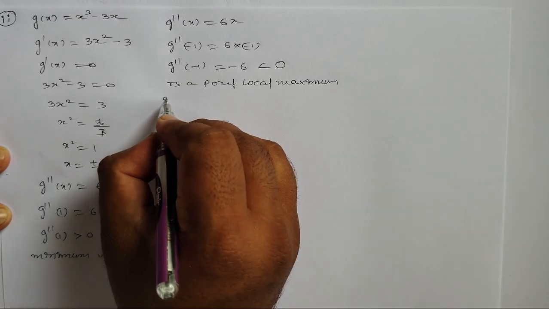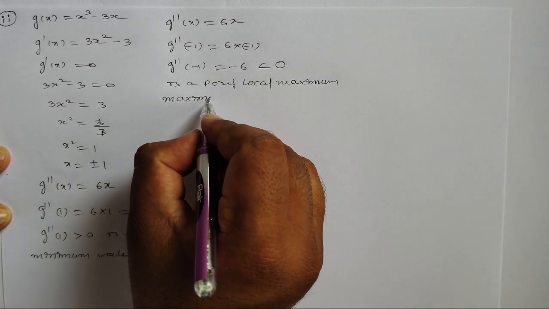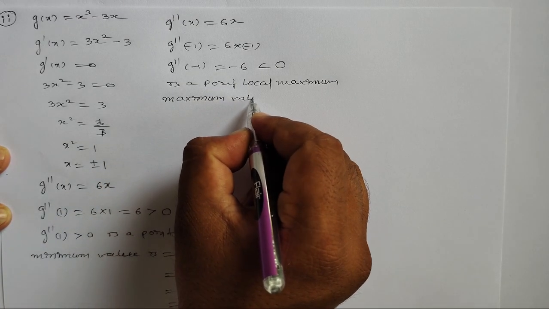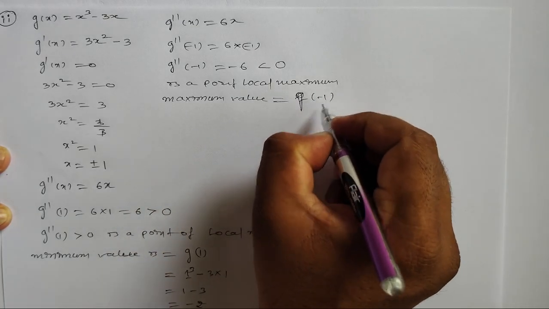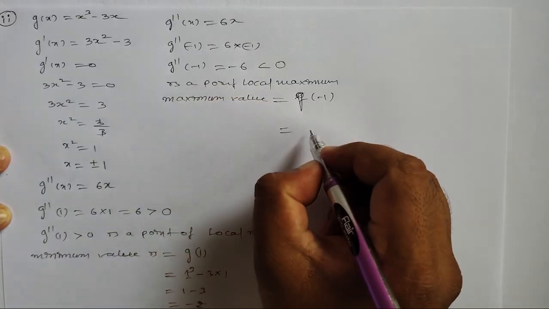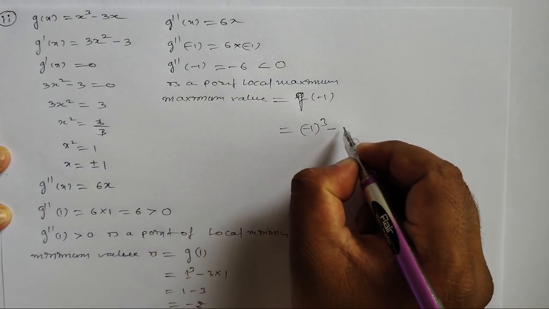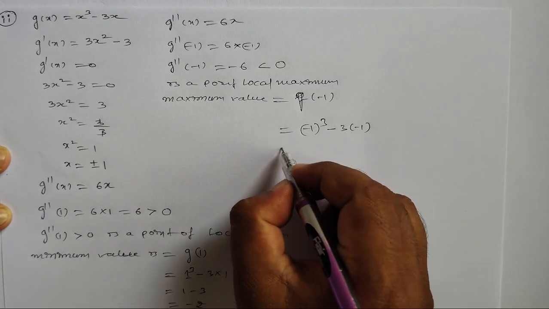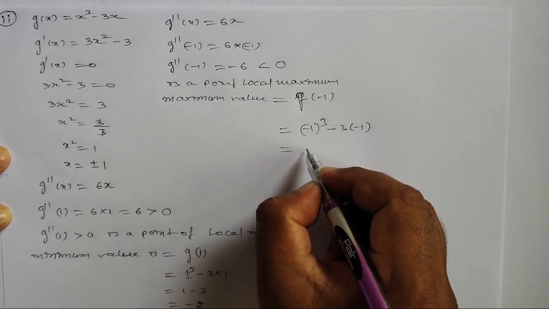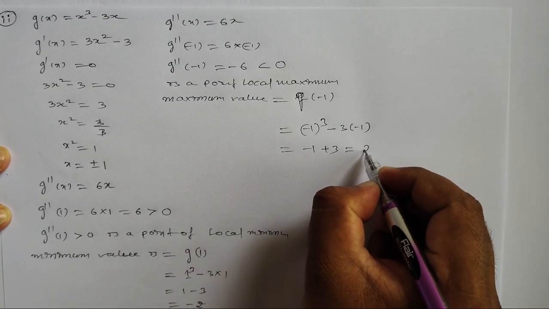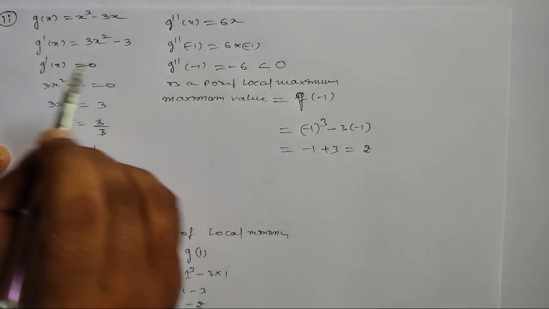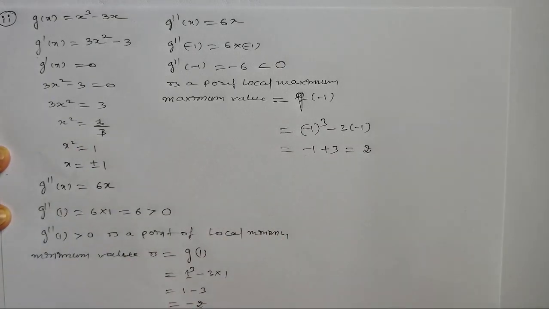Okay, the maximum value is equal to g(-1). So that is equal to, substituting here, minus 1 cube minus 3 into minus 1. Minus 1 cube becomes minus 1, minus minus becomes plus 3. Minus 1 plus 3 becomes plus 2. Okay, the maximum value of this function is 2 and the minimum value of this function is minus 2. Okay, right.